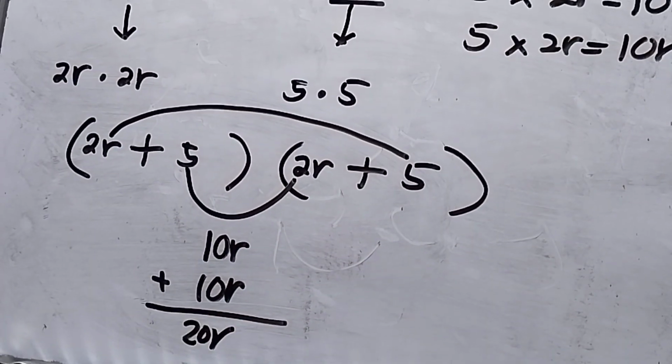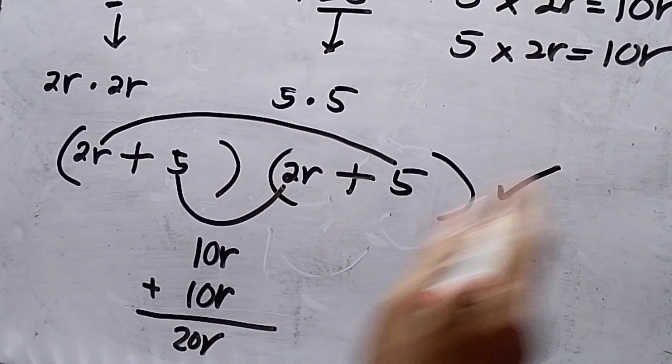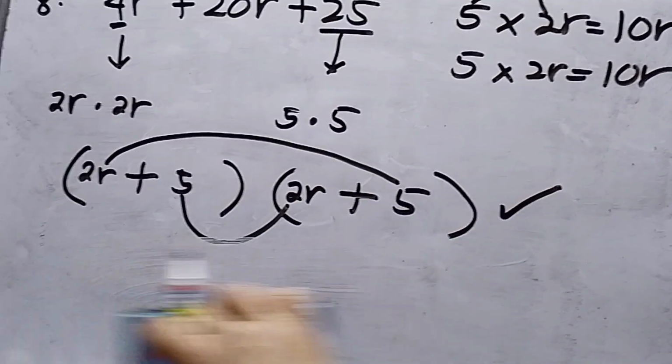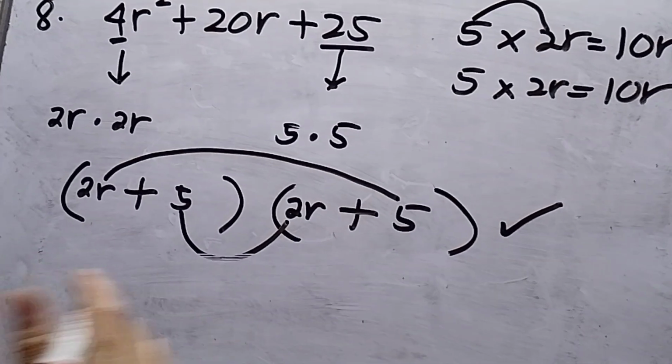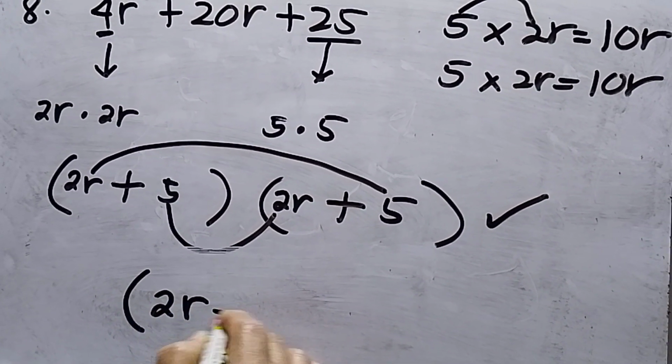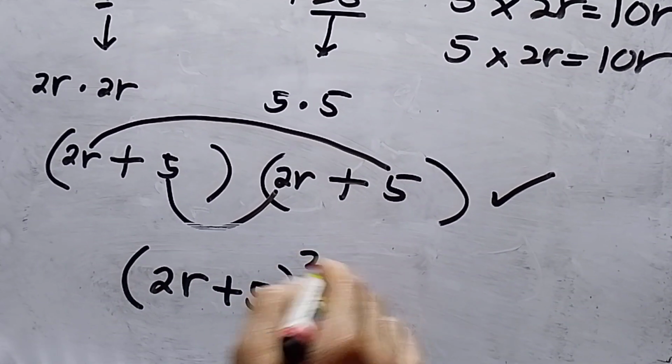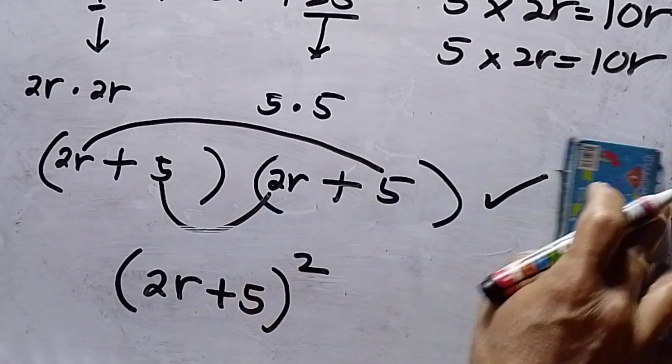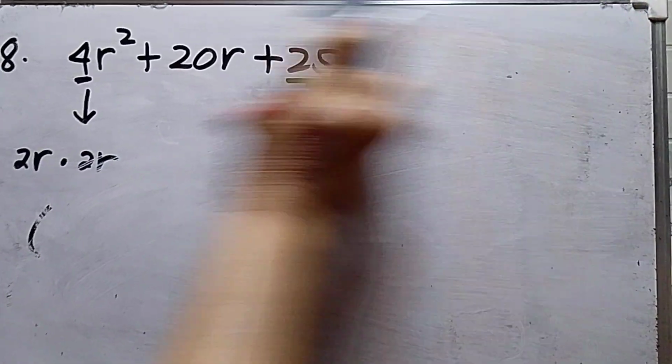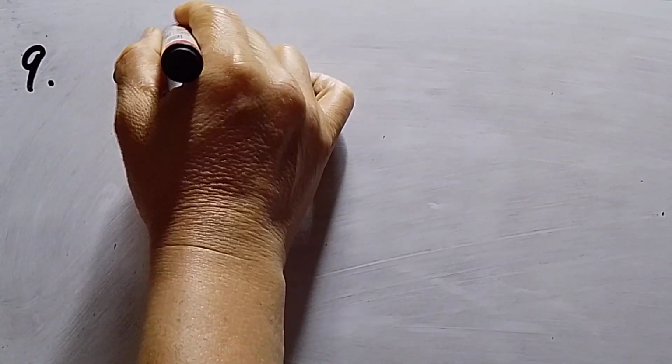So number 8 is correct. So my factors are correct. I have 2r plus 5, or I can write this one in a simplest form, 2r plus 5 squared. So that's for number 8 answer. Now let's proceed to number 9. Number 9 is 9t squared minus 4.